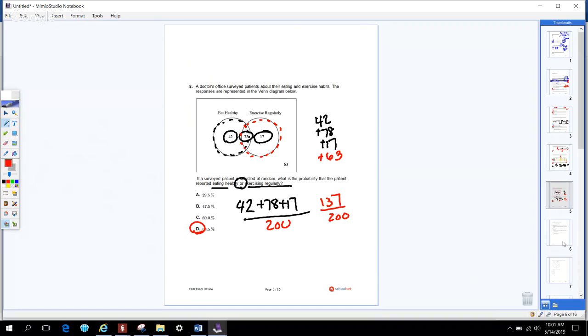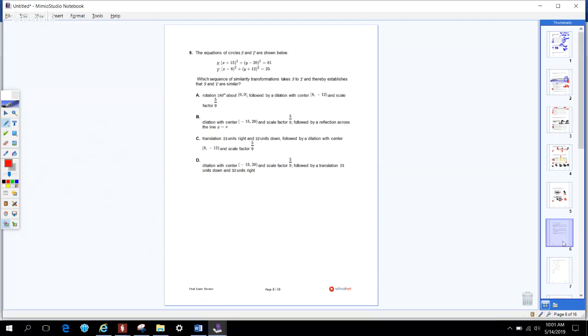Question 9. Finally we get to get off probability. The equations of circles S and T are shown below. Here it says all circles are similar. So how can we know that things are similar? A rotation of 180 degrees, followed by a dilation.